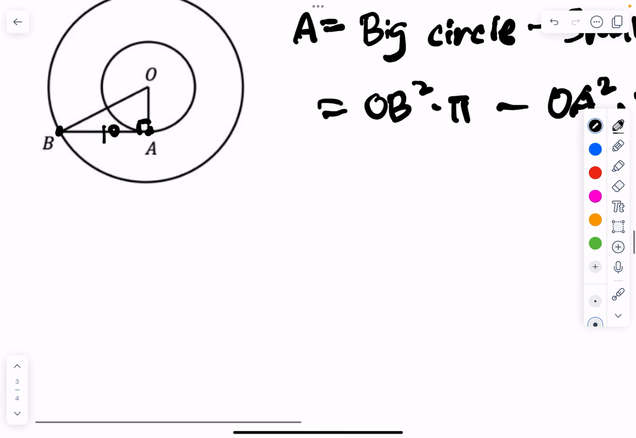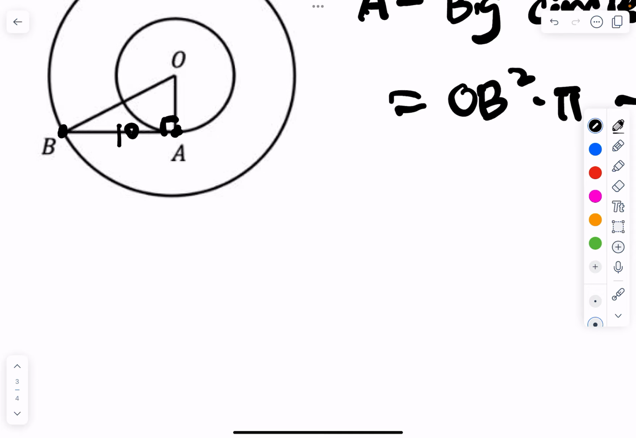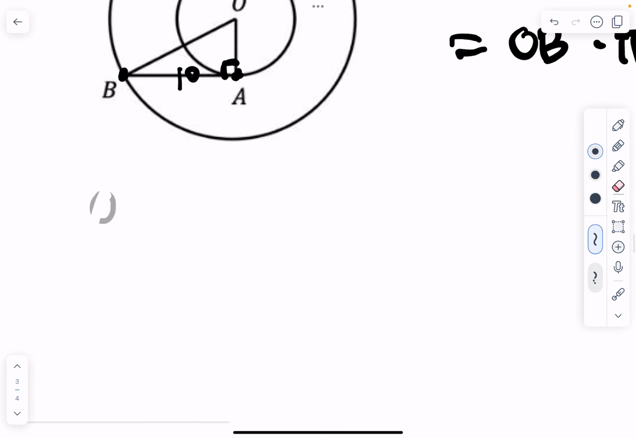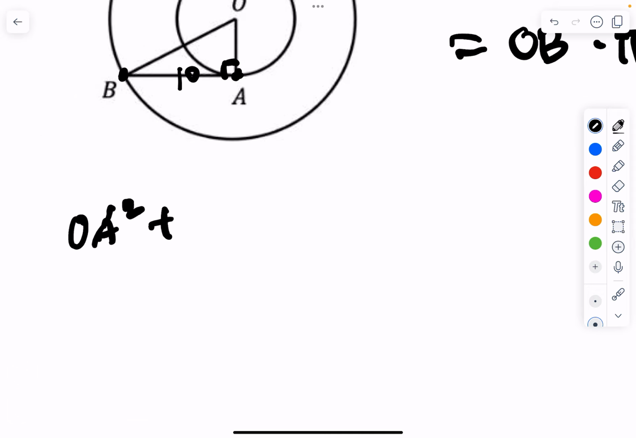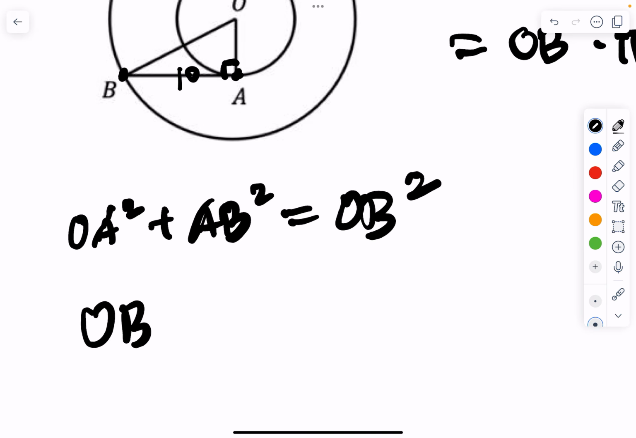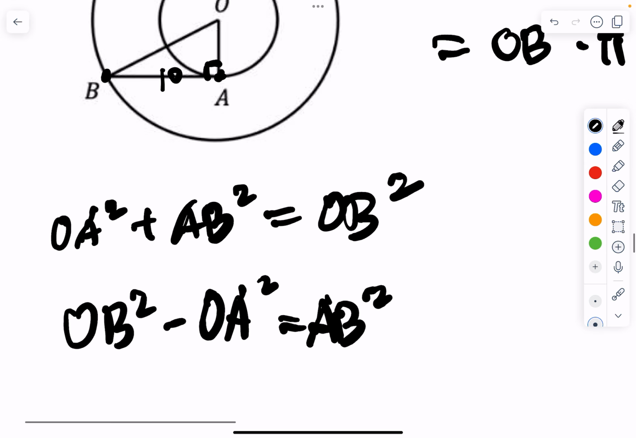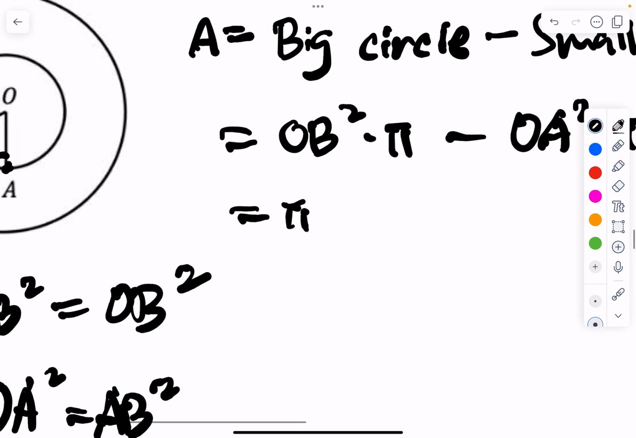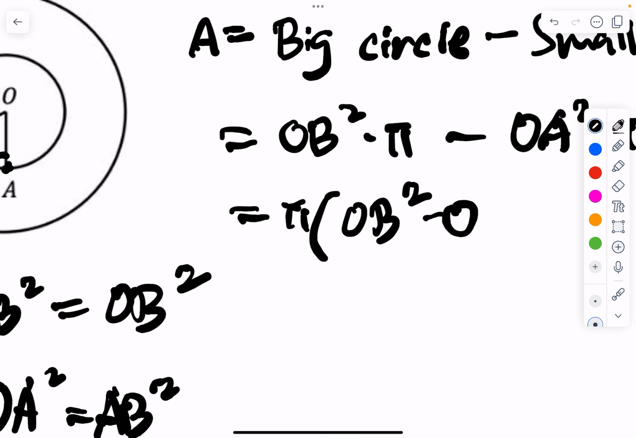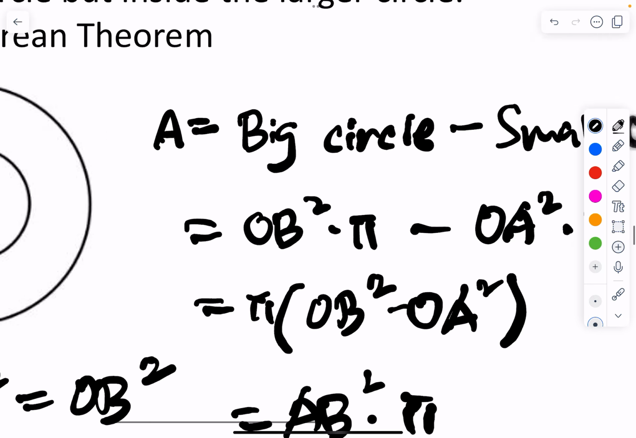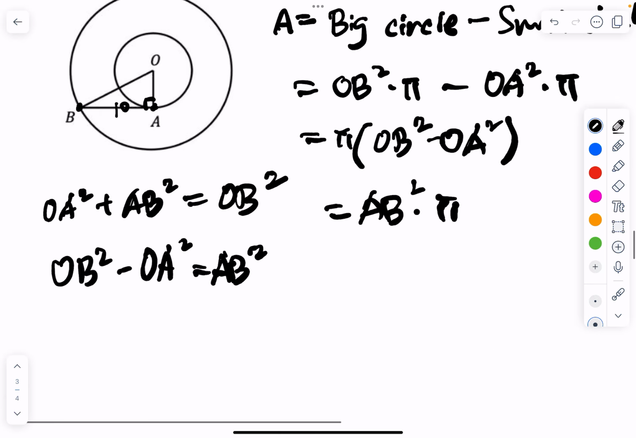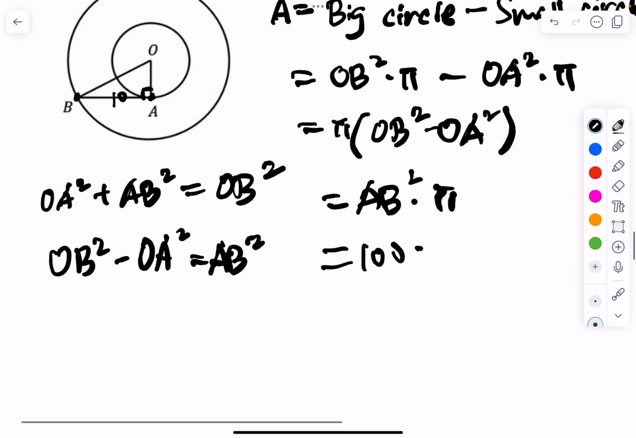multiplied by pi. But what is OB squared minus OA squared? This is a right triangle, so OA squared plus AB squared is equal to OB squared. If we rearrange, this just becomes AB squared. So we take pi out, and then we simplify this to AB squared times pi. And we know what AB is. AB is 10, so this just simplifies to 100 pi.